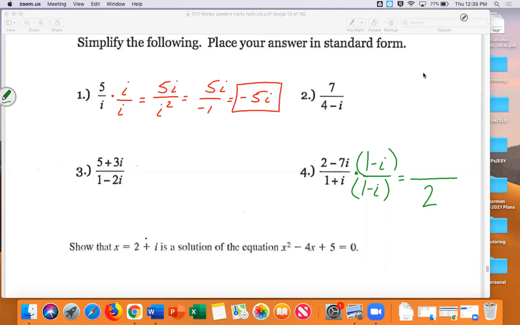Did you get the numerator? I didn't get it yet, so hold on. You did? Okay, see if you can get the numerator.